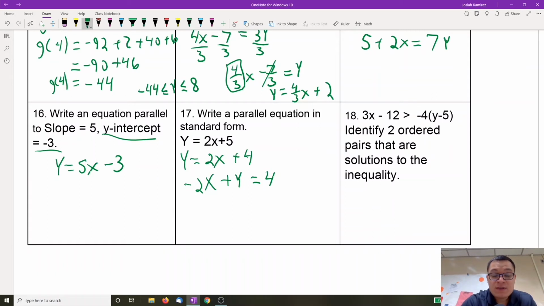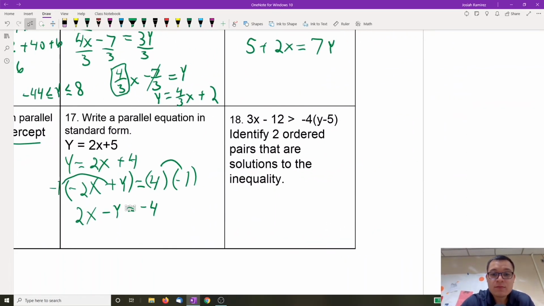And the last thing I need to do, well, sometimes you need to, sometimes you don't, but in our textbook it says the x part should be positive, so I need to change the sign of everything. I need to multiply everything by -1, and that's going to change everything's sign. -1 times -2x makes positive 2x. -1 times y makes a negative y. -1 times 4 makes -4. And so this would be one example of a standard form parallel equation.